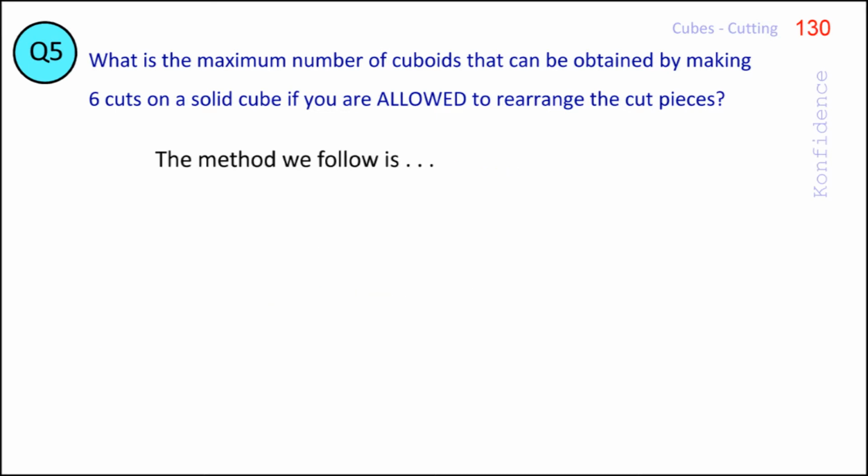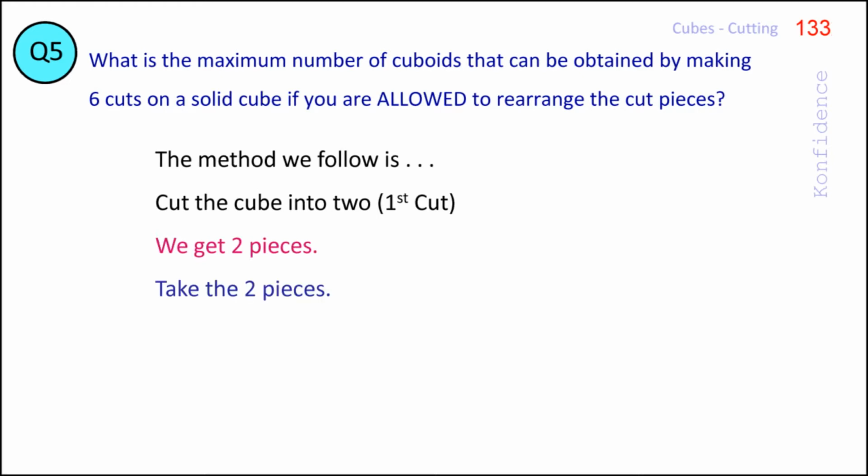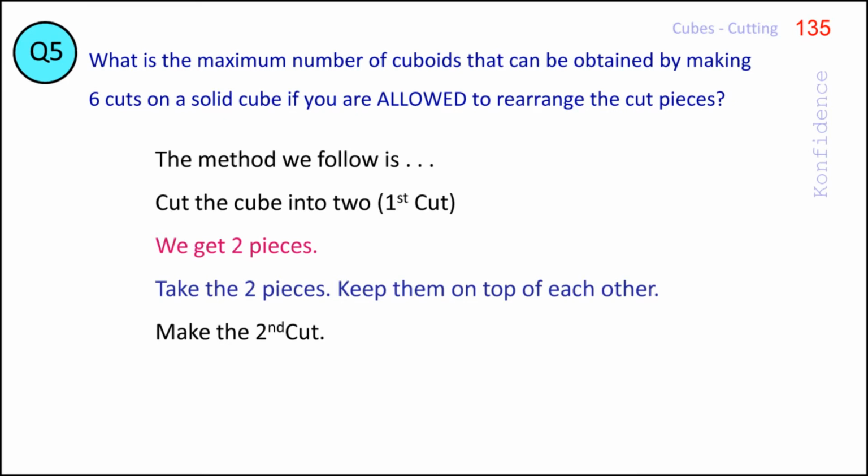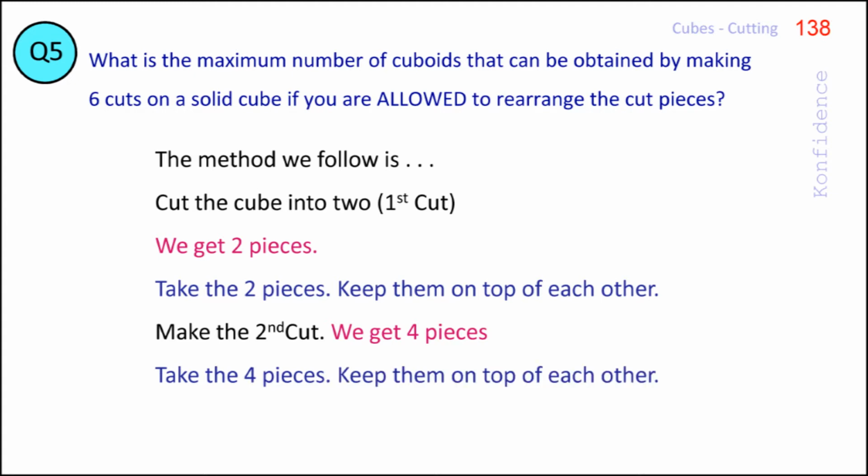The method we follow is cut the cube into 2 using the first cut. We get 2 pieces. Take the 2 cut pieces. Keep them one on top of the other. Make the second cut. We get 4 pieces. Take the 4 pieces. Keep all of them one on top of the other. Make the third cut. We get 8 pieces. I hope you are able to visualize the process.